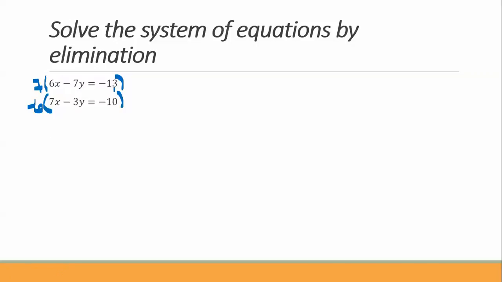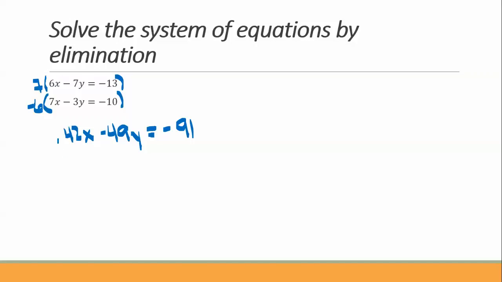So then we're actually going to do all the multiplication. So we have 42x minus 49y equals, I'm going to pull up my calculator quick. I can't do 13 times 7 in my head right now. That would be negative 91.